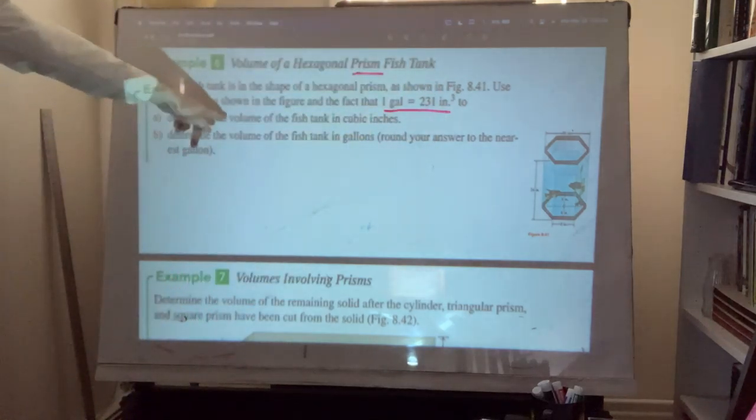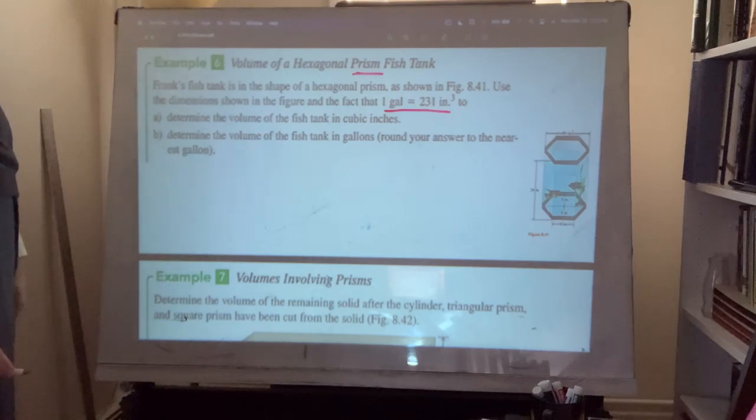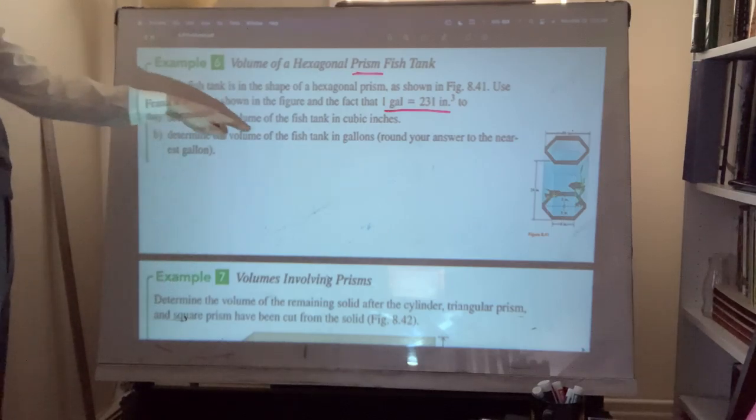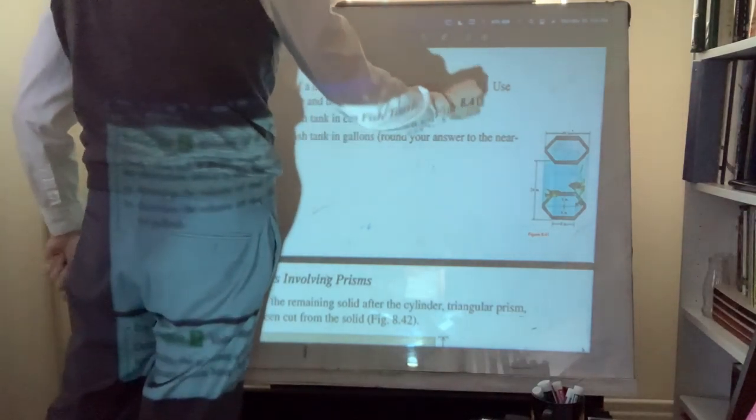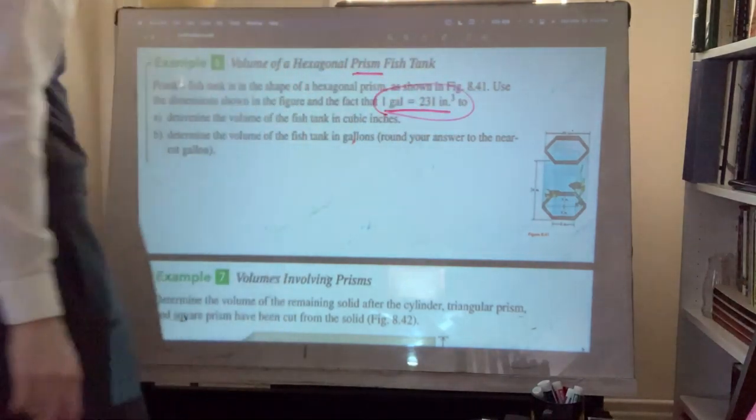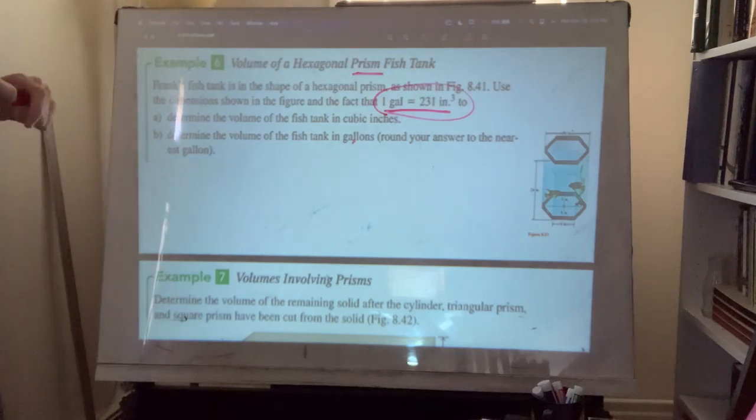To A, determine the volume of the fish tank in cubic inches, and then B, determine the volume of the fish tank in gallons instead. We would have to incorporate this conversion factor at that point. Round your answer to the nearest gallon, a whole number.